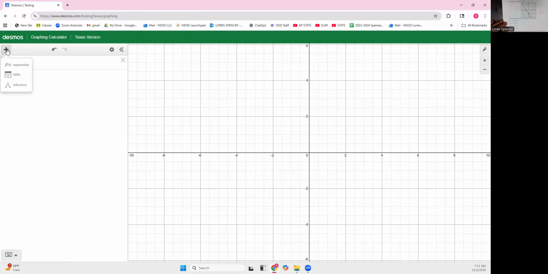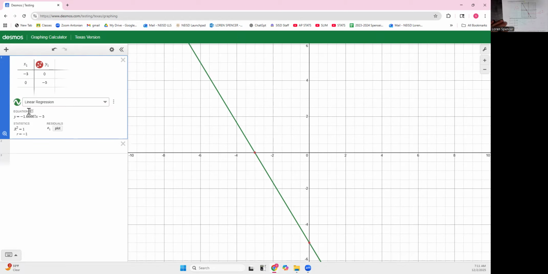I'm going to clear this out. Plus button gives me a table. And my first point was negative 3, 0, and then 0 and negative 5. Hit the domino button, and there's my equation.